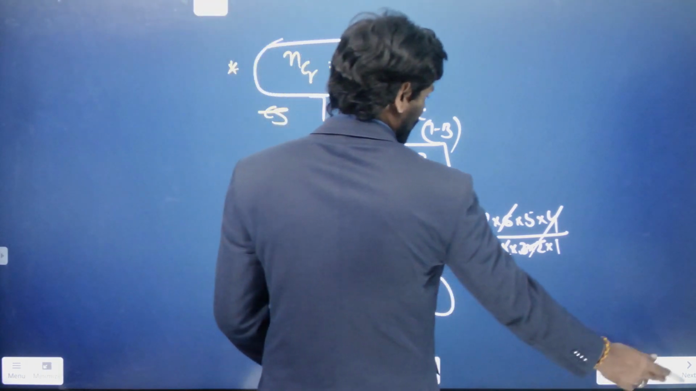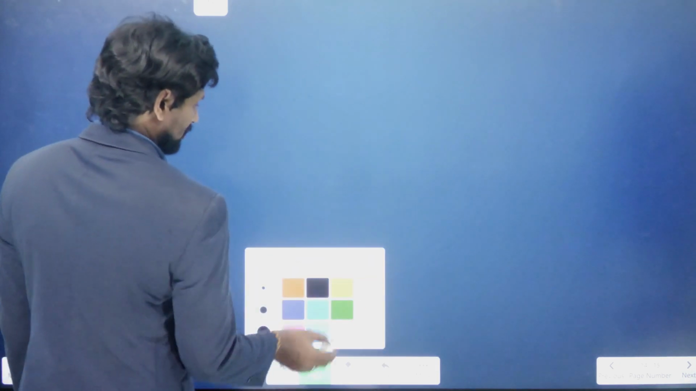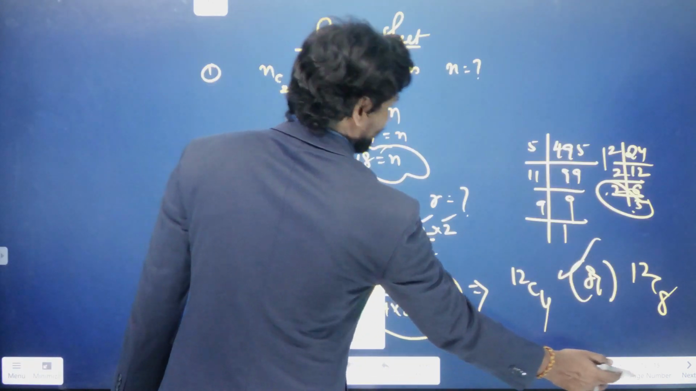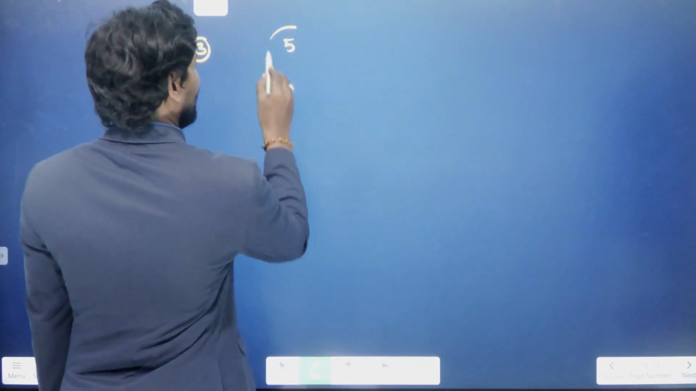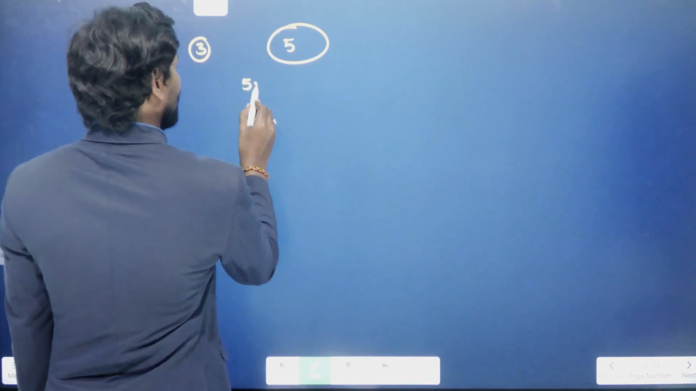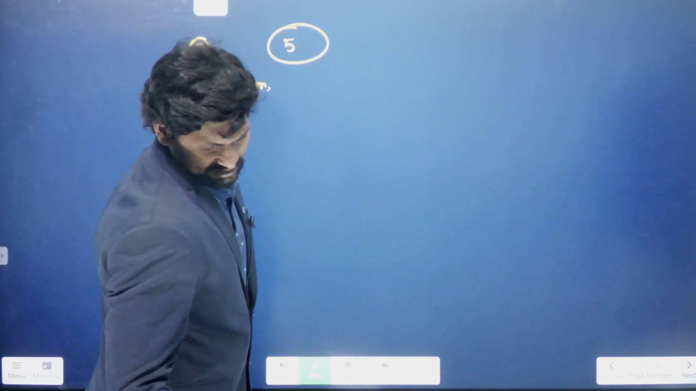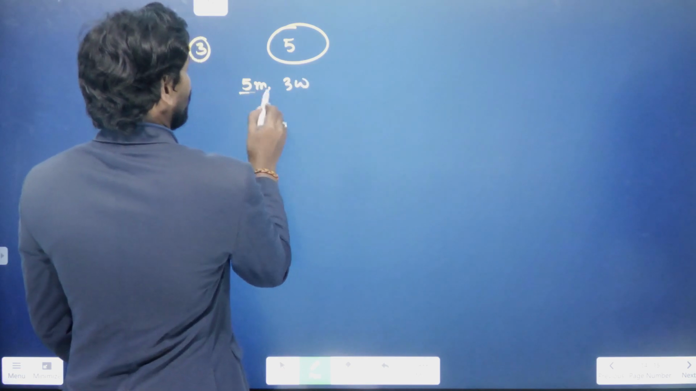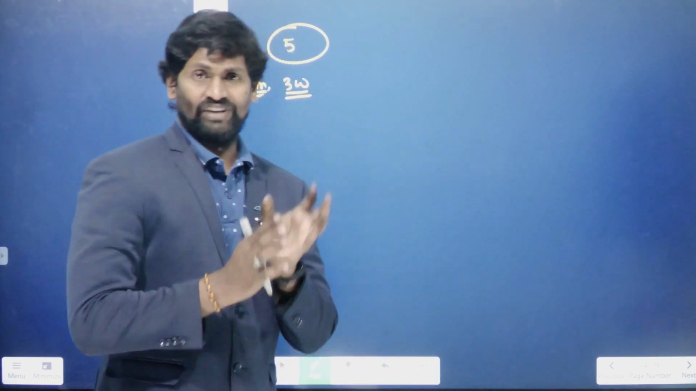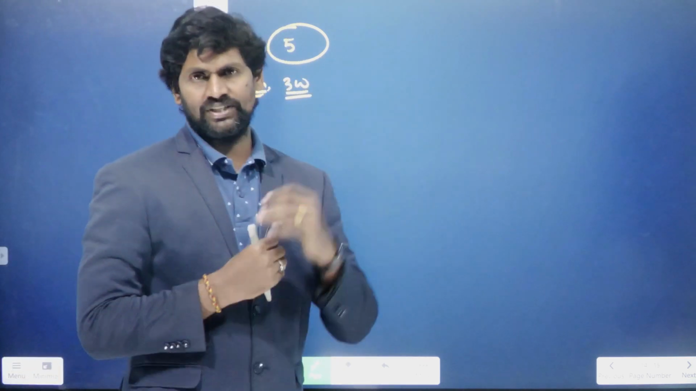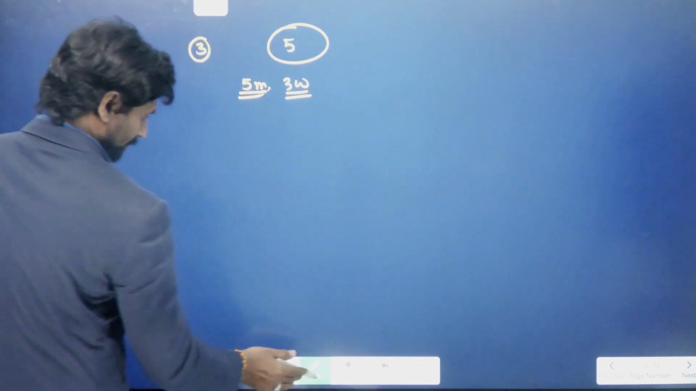Okay, so let us move on to the next question. Two questions completed, right? Third question: the number of ways of forming a committee of 5 members from 5 men and 3 ladies, or 3 women. A 5-member committee we need. From these 5 men and 3 women, a total of 8 persons are there. From these 8 persons, we should make any 5-member committee. How can we make the 5-member committee?